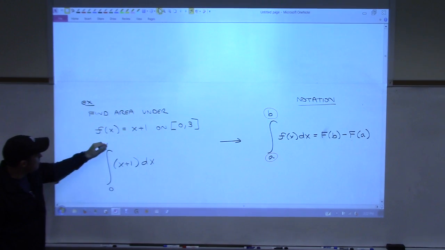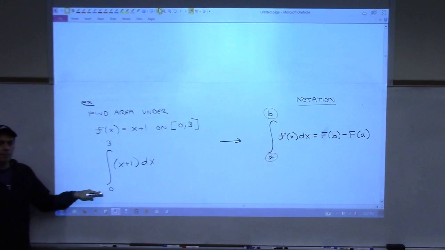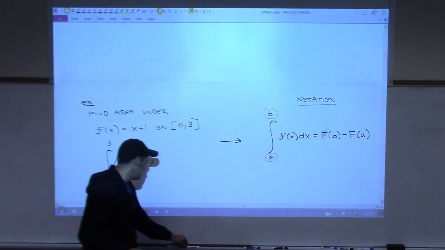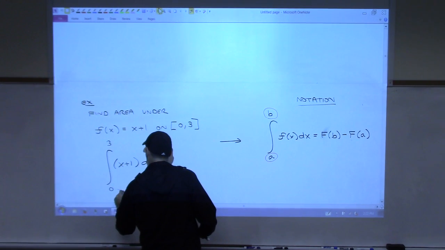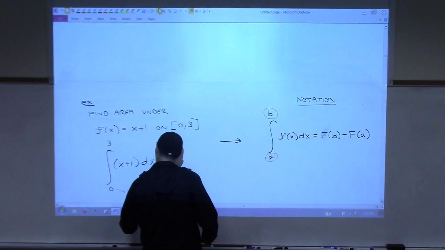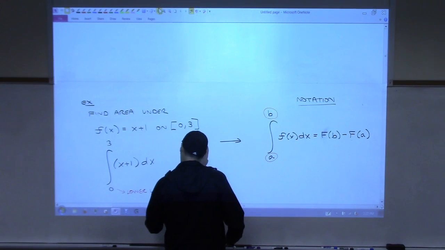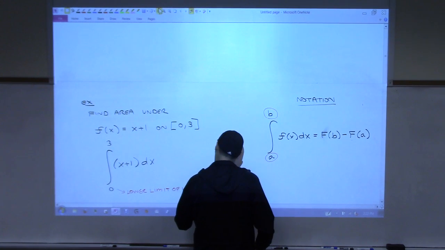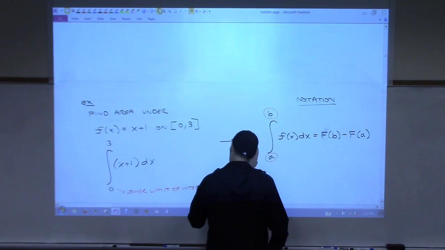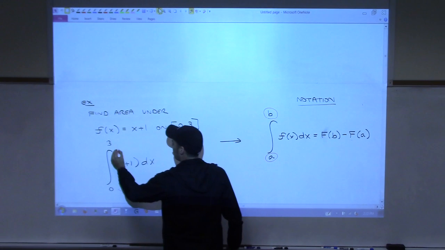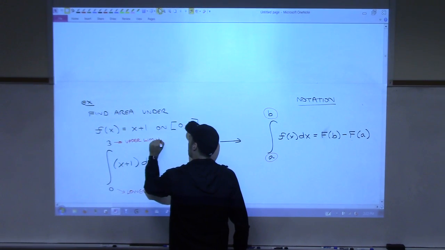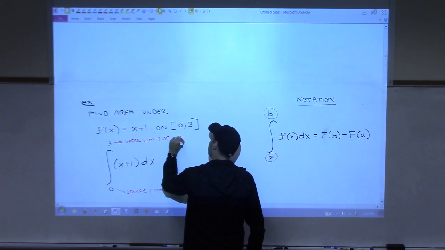between 0 and 3. Notice the lower part here is the number on the left side, and this is the number on the right. We actually have technical names for these. This is called the lower limit of integration. And what do you think the one up there is called? The upper limit of integration.